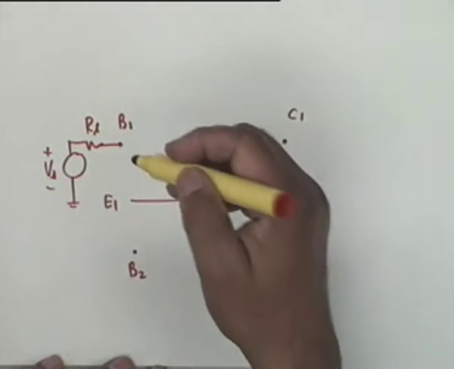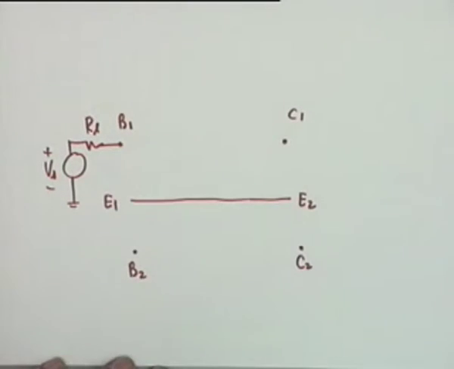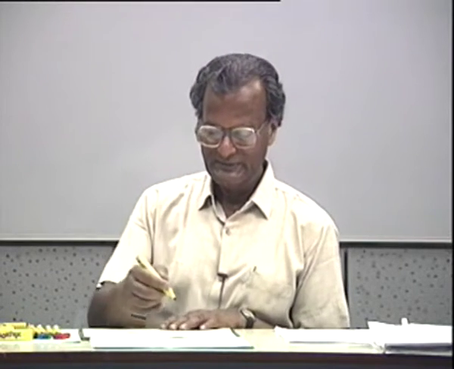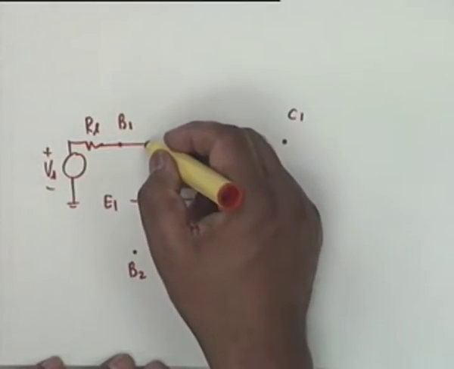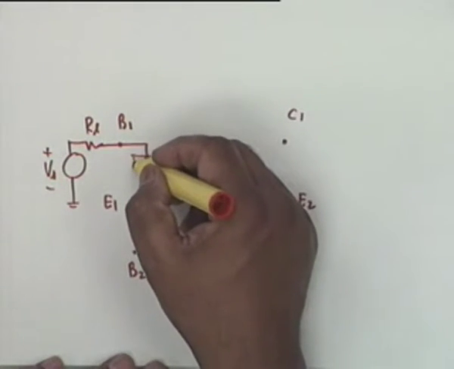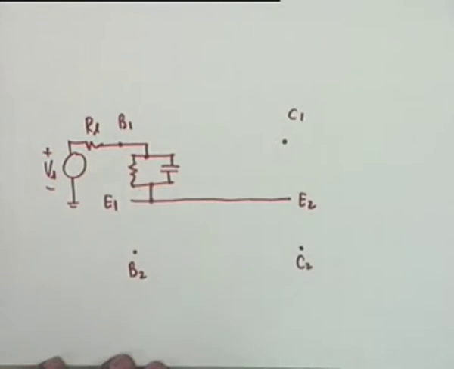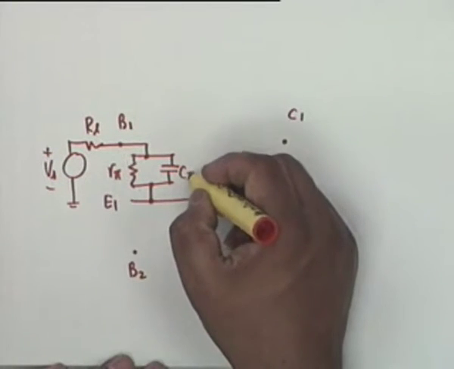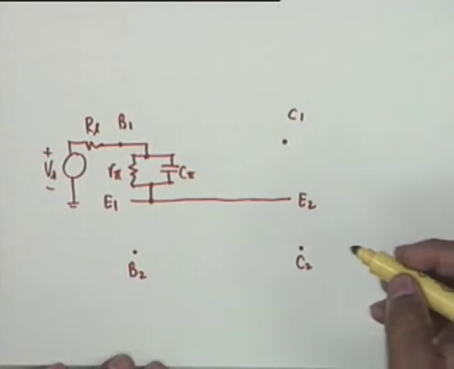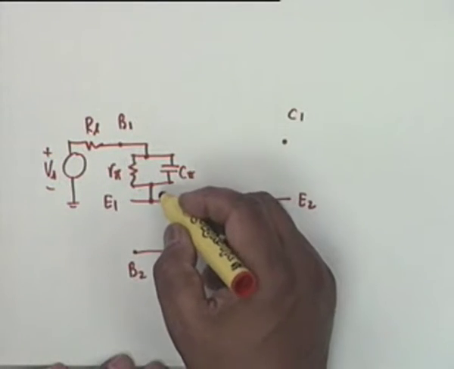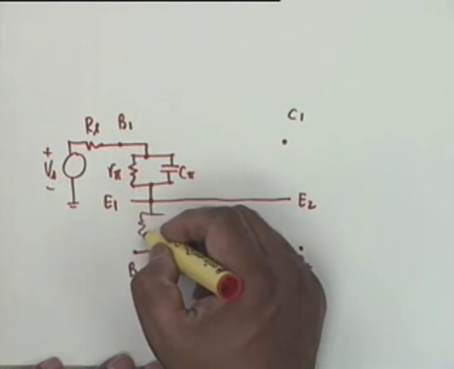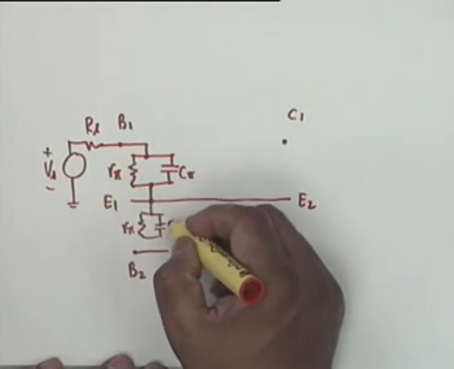From B1 to E1, what do you have? You have an R pi and a C pi. Okay, the transistors are identically biased, and therefore all parameters are equal. So we will draw R pi and C pi in a little different manner. Can you guess why? I want to call this combination an impedance Z pi, R pi C pi. In a similar manner, from B2 to E1 we have another R pi and C pi, identical impedances.